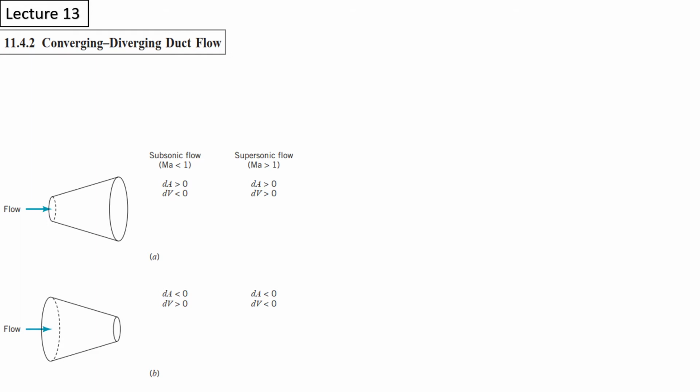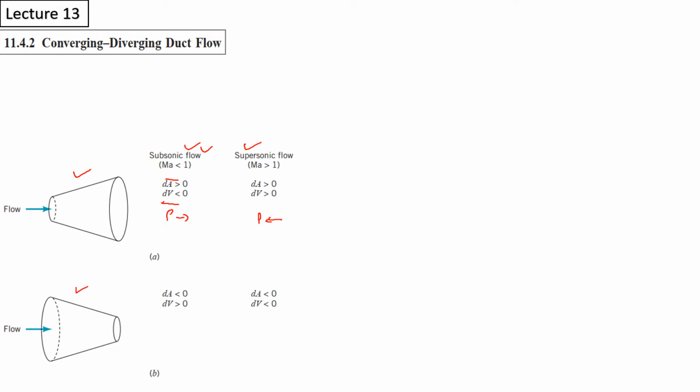Welcome to lecture number 13 of this fluid mechanics 2 course, and we were discussing the converging and diverging duct flows. We derived a relation in which we saw the change in velocity and the change in area. What were the effects on the subsonic and supersonic flow for a diverging duct and for a converging duct, and similarly we also saw the effect of density, that how it increases in the direction of area in the subsonic flow and how it behaves otherwise in the supersonic flow.